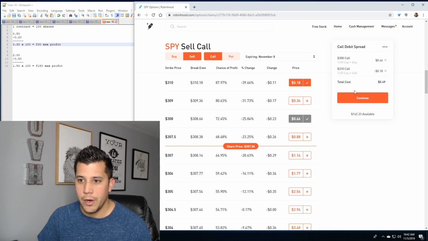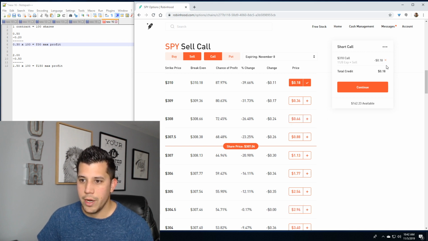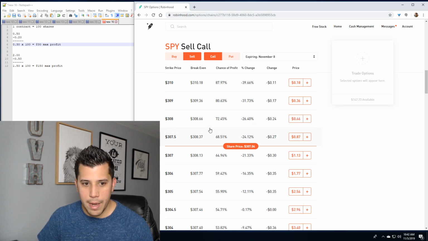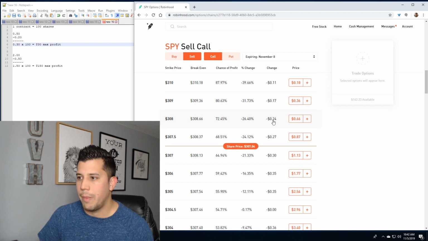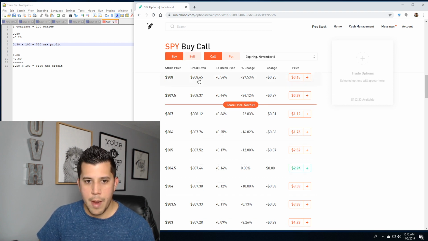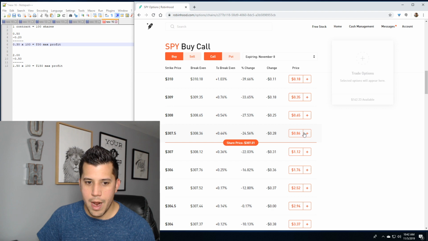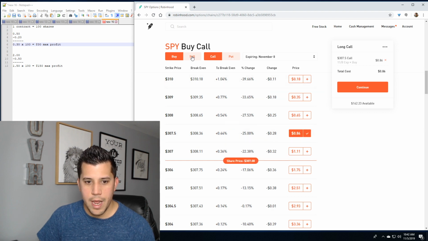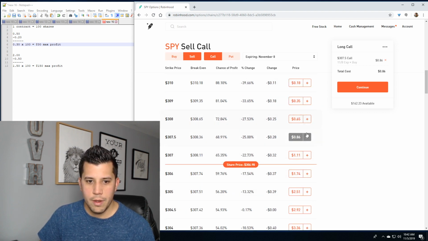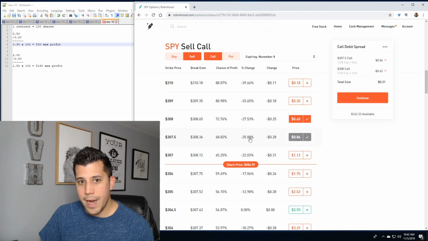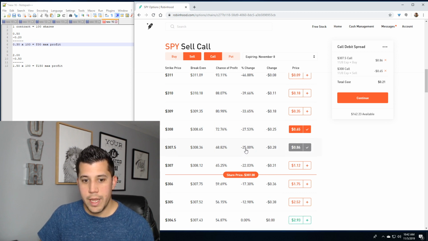But what I'm going to do here is show you how to open this trade and then close it. Because I don't want to risk a lot of money for the example, I'm going to buy the original trade that we had on. I'm going to buy the 307.50 and sell the 308. So you buy the strike closest to in the money and then sell the one further out. That's how you put this trade on.